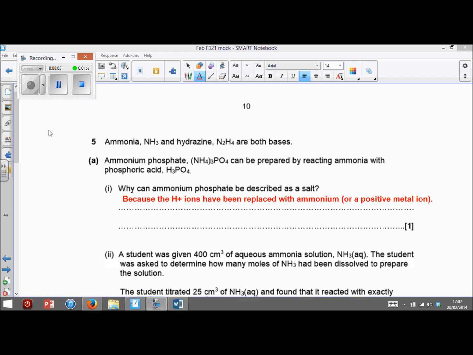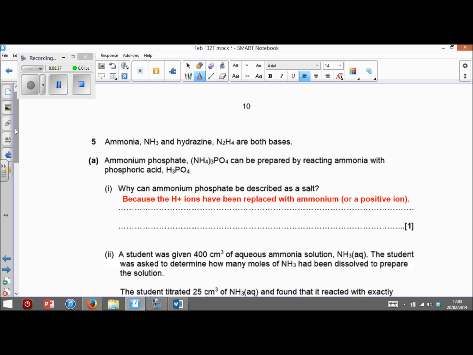So question number 5. Ammonia, NH3, and hydrazine, N2H4, are both bases. Ammonium phosphate can be prepared by reacting ammonia with phosphoric acid. Why can ammonium phosphate be described as a salt? Because the H plus ions have been replaced with ammonium in this case, or a positive ion. As long as you wrote anything along those lines, you will get those marks. That's just another definition that you need to learn.